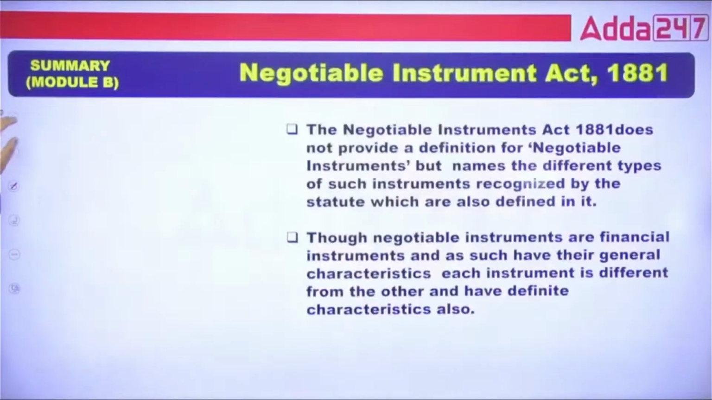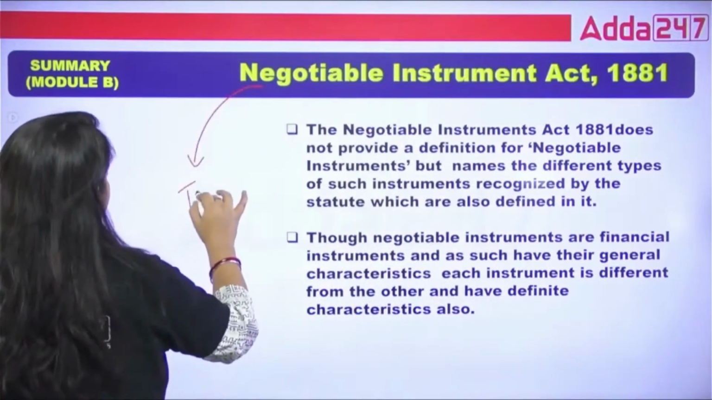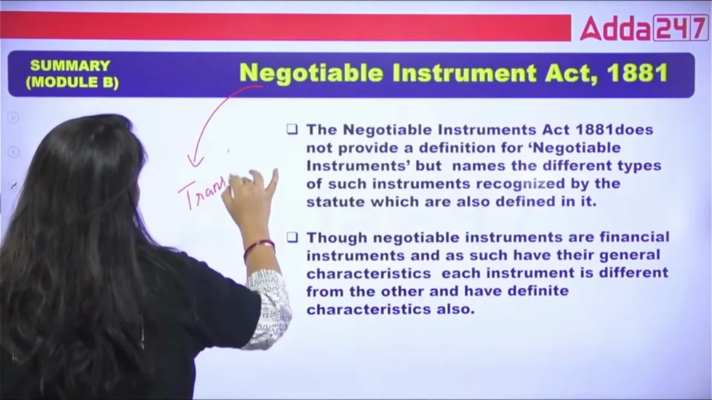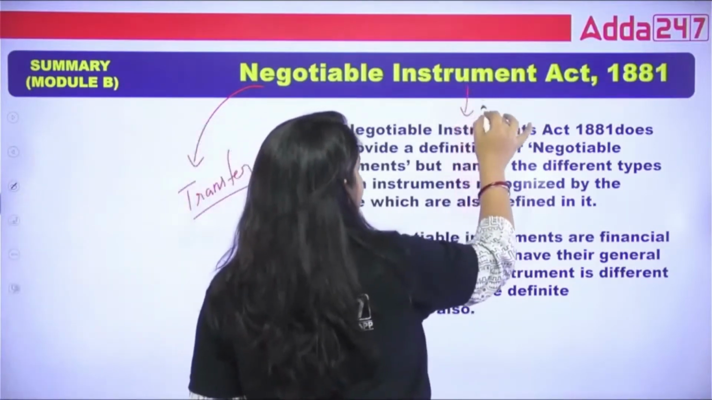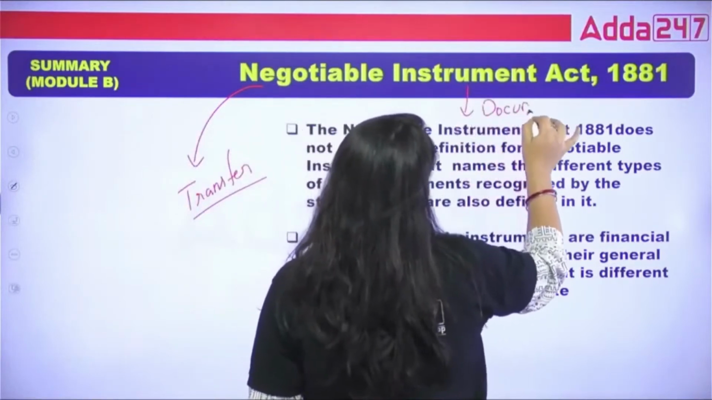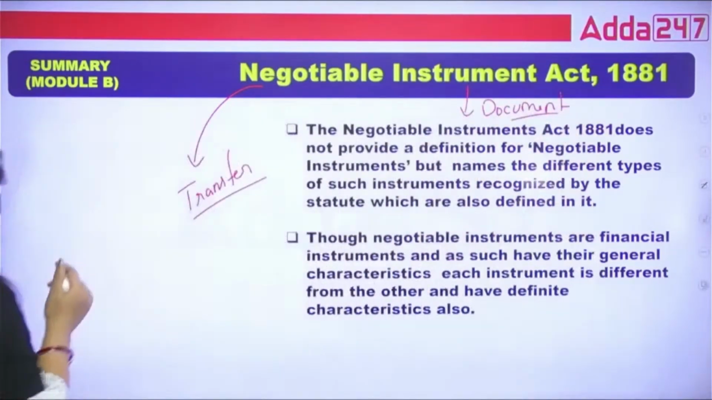Summary, and today is of the Negotiable Instrument Act. So what exactly does this act mean? Negotiable basically means transfer, and instrument means document, right? So what exactly do we have to study in this act?